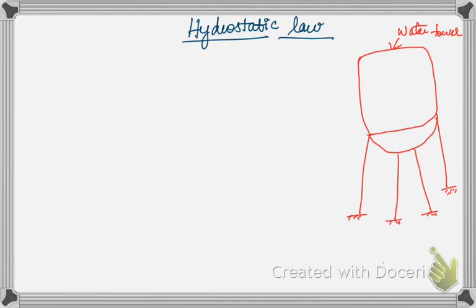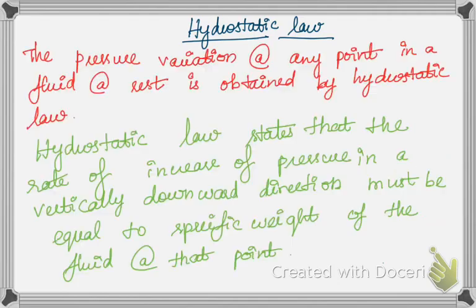So now we are going to see about hydrostatic law. The pressure variation at any point in a fluid at rest can be obtained using this hydrostatic law. So what does this hydrostatic law state? It states that the rate of increase in pressure in a vertically downward direction must be equal to the specific weight of the fluid. So what is the specific weight? Specific weight w is equal to rho g. So we are going to prove that the rate of increase in pressure in the vertically downward direction is equal to the specific weight.